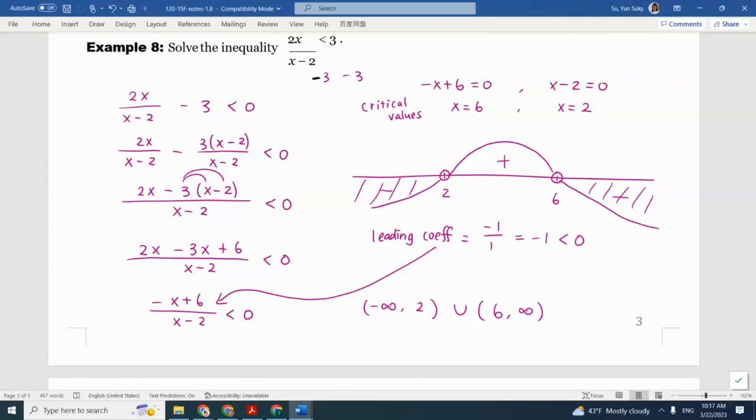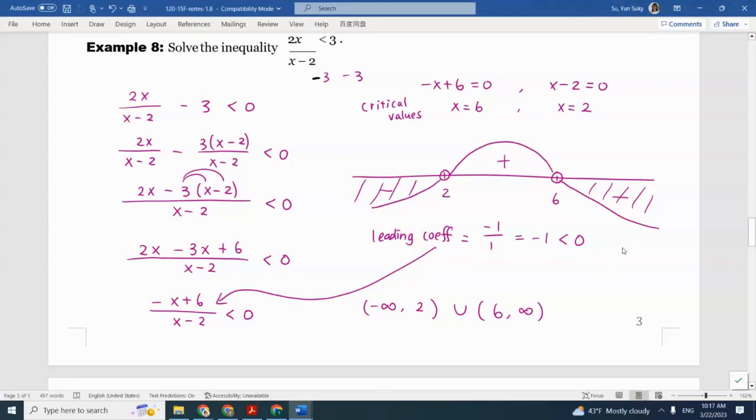How did you determine that it was negative infinity to 2? Because it's below. So below is right here. So minus infinity to 2, not included, and then 6, not included, to infinity. How did you know that we needed that? Because it's less than 0. If it's greater than 0, then you look at the positive. If it's less than 0, you look at the negative. Maybe it's good to know what the actual graph is.